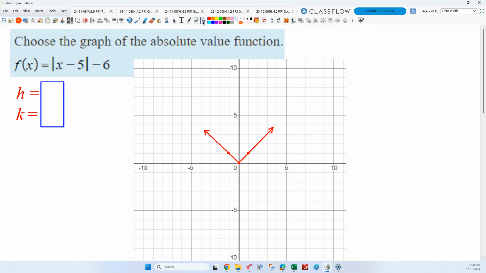So let's try this on one. This time we want to graph this function. Okay, this is an absolute value function, agreed? I know it's an absolute value function. How come? Well, because look, those are absolute value bars right there, right?